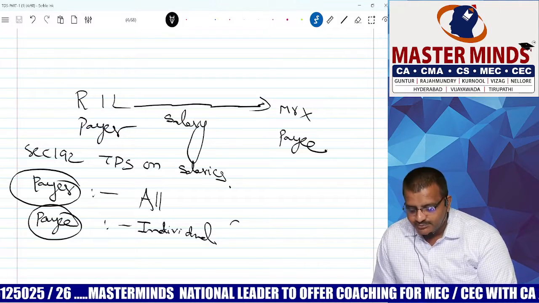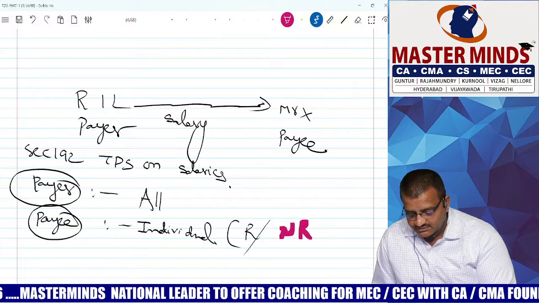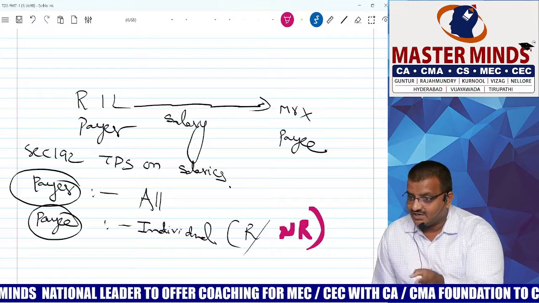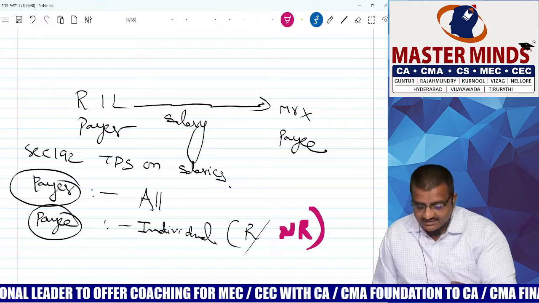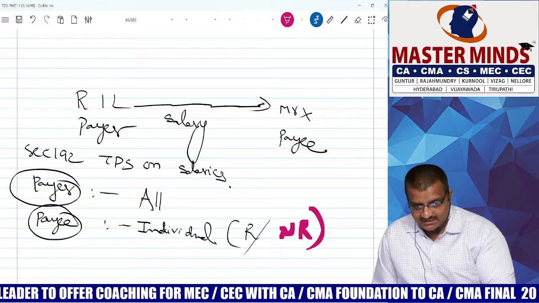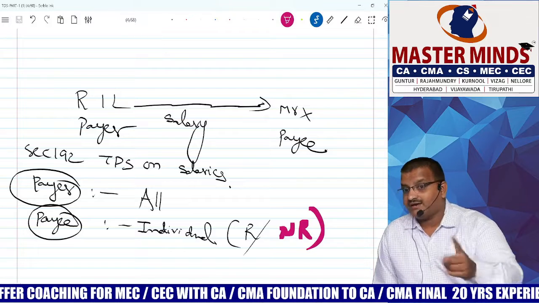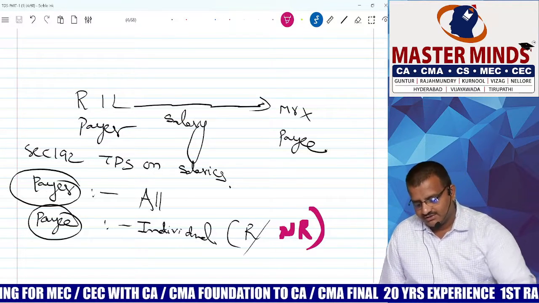But here an important point: residents are covered, non-residents also covered. TDS provisions are not all applicable to non-residents. For non-residents, a separate set of TDS provisions is there. But salary section 192 is applicable for non-residents also. Okay? Chalo. Payer, payee.